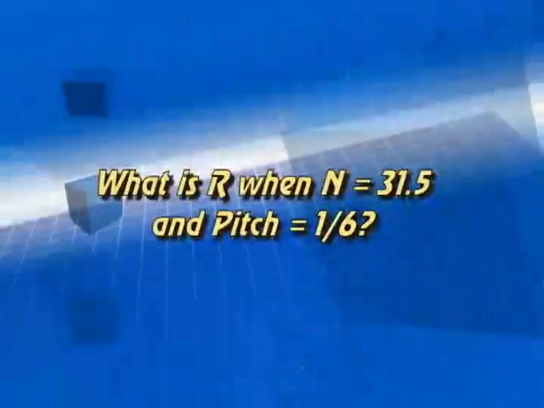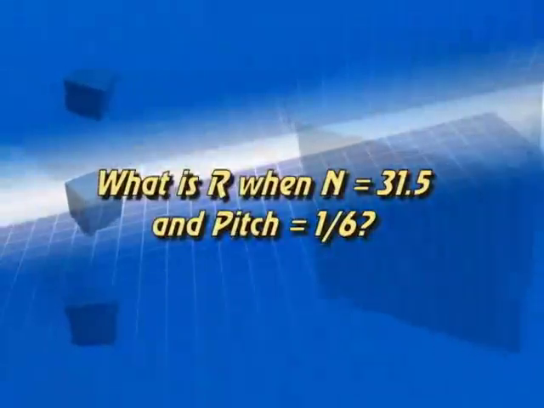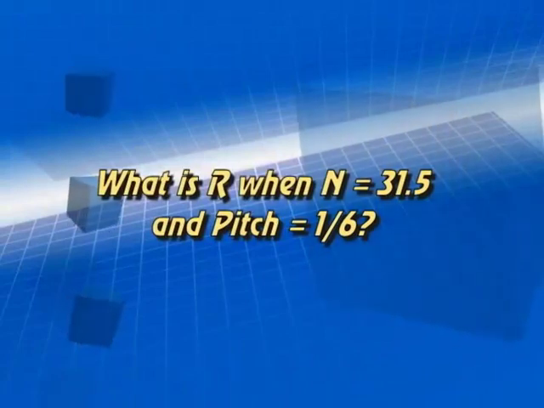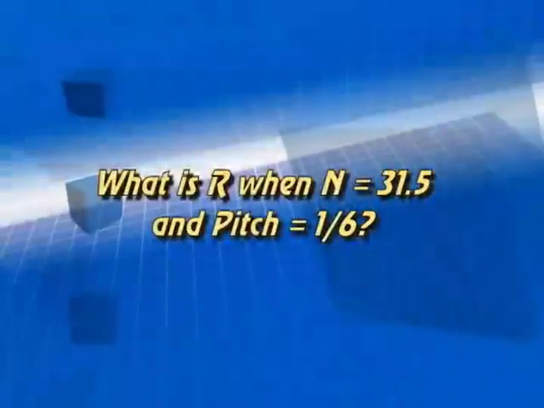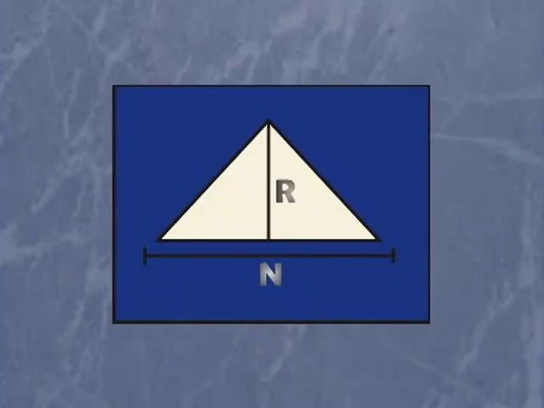Number 7. What is R when N equals 31.5 and the pitch equals 1/6? Now what the pitch means simply is this, that for every 6 feet that we go along a horizontal line, we need to raise up by 1 foot. So if we go 6 feet over, we go up 1 foot. If we go 12 feet over, we go up 2 feet. We're going to be going over 31.5 feet in the N dimension. We have to figure out how high we will go in the R dimension.